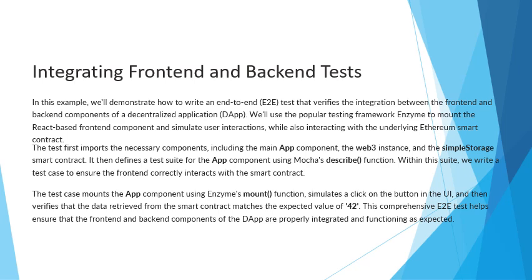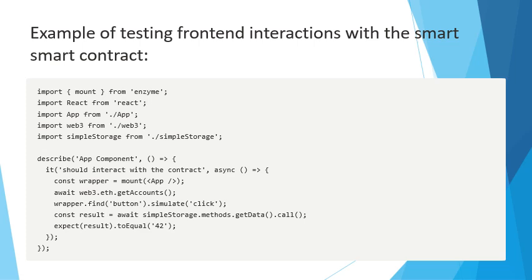Now, we'll also see how to write an E2E test that verifies the integration between the front-end and back-end components of a DApp. We'll use the popular testing framework Enzyme to mount the React-based front-end component and simulate user interaction, while also interacting with the underlying Ethereum smart contract. The test first imports the necessary components, including the main app component, the Web3 instance, and a SimpleStorage smart contract. It then defines a test suite for the app component using Mocha's describe function.